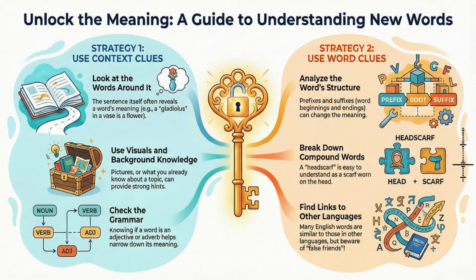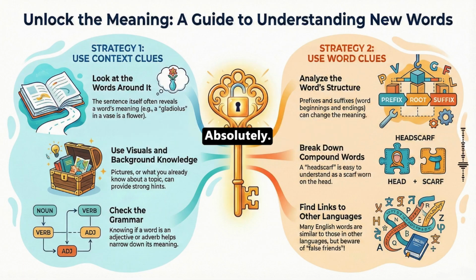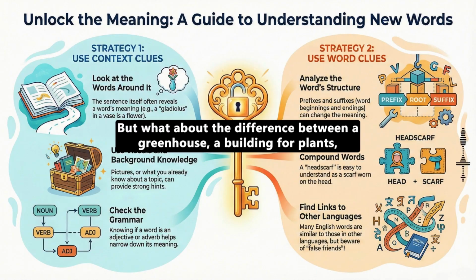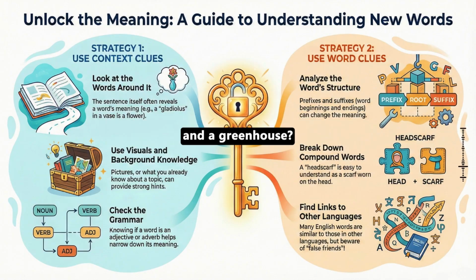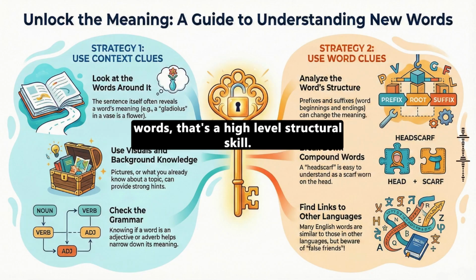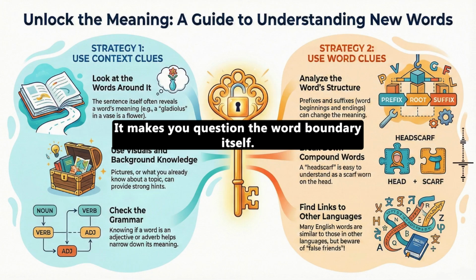Easy enough. Yeah. But for an advanced learner, the real skill is in spotting the variations, right? Absolutely. Sometimes a compound is obvious, like blackboard. But what about the difference between a greenhouse, a building for plants, and a green house, a house that's painted green? Recognizing that difference, whether it's a fused compound or just two separate words, that's a high-level structural skill. That's a great challenge for a B2 mind. It makes you question the word boundary itself.